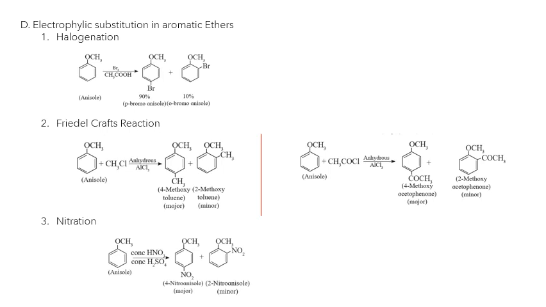Friedel-Crafts reaction. Anisole reacts with alkyl halide and acyl chloride in presence of anhydrous AlCl3 as a catalyst. Third reaction, that is nitration. Anisole reacts with concentrated nitric acid in presence of concentrated sulfuric acid to give a mixture of ortho-nitroanisole and para-nitroanisole. Thus, anisole gives 4-nitroanisole as the major product and 2-nitroanisole as a minor product.